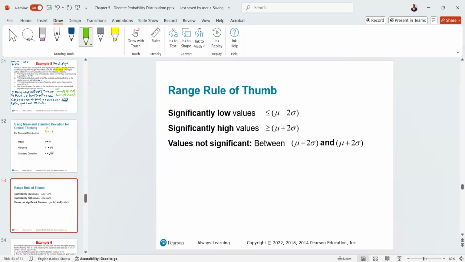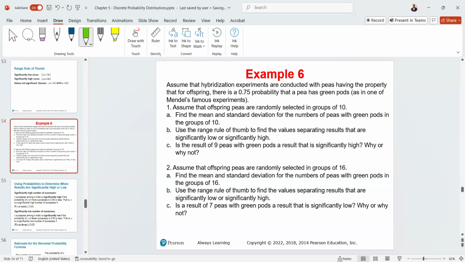We said that significantly low, remember, is 2 standard deviations below the mean. Significantly high is 2 standard deviations above the mean. In between is not significantly low or high.